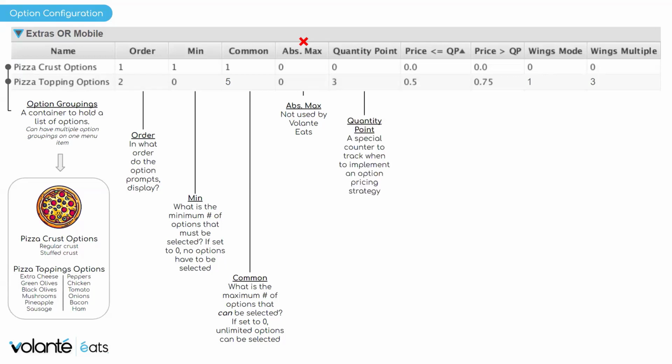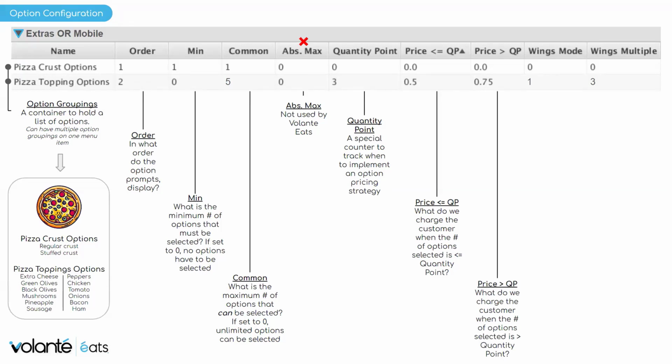Next, we have quantity point. This is a value that acts as a special counter to track when to implement an option pricing strategy. Quantity point settings are controlled by these three columns. Price below or equal to quantity point is best described by asking the question, what do we charge the customer when the number of options selected is less than or equal to the quantity point? Whereas price above quantity point is best described by asking the question, what do we charge the customer when the number of options selected is greater than the quantity point?